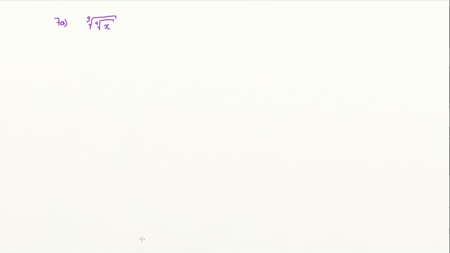Question 7, rewrite as a single radical. These are a little scary looking. I'm going to remind you of your exponent rules. So I'm going to do it as exponents first. So x to the 1/4 times x to the 1/3. And your exponent rules tell you that you'll multiply those together. So 1/4 times 1/3, that's 1/12. So this is x to the 1/12, which would be the 12th root of x.